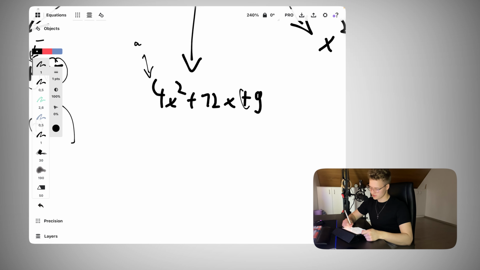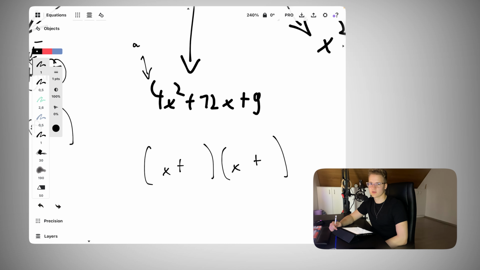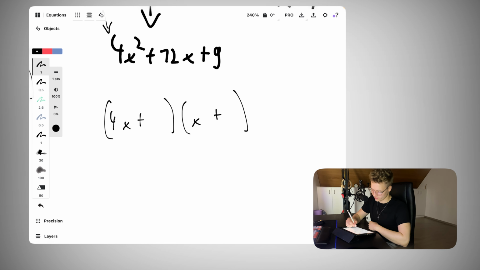Well, the same thing applies for our template, so since we have positive signs here, we're gonna have a very similar case. So we have x and x here, and then two plus signs. But here's the difference. The difference is that this number here is going to be also split into two terms. So either 4 and 1 or 2 and 2. So the terms together should multiply into 4 in our case. So we can either have 4 and 1, or we can have 2x and 2x.